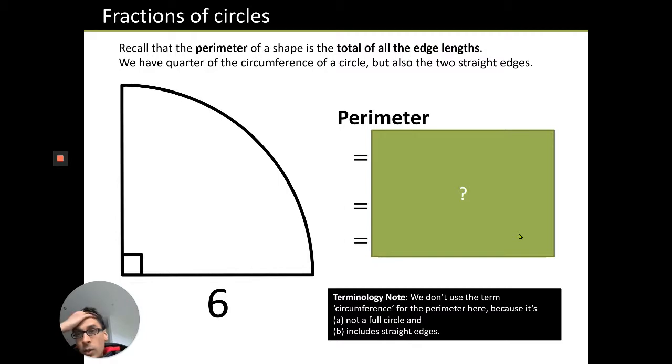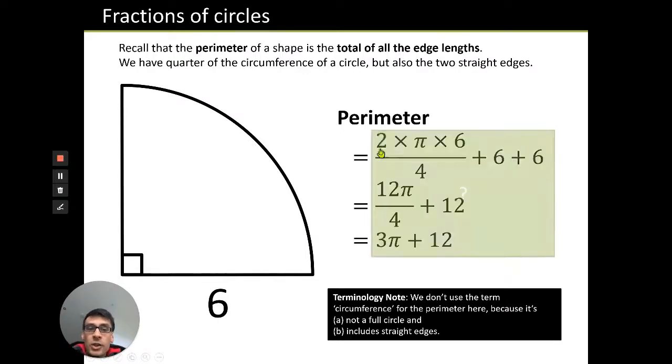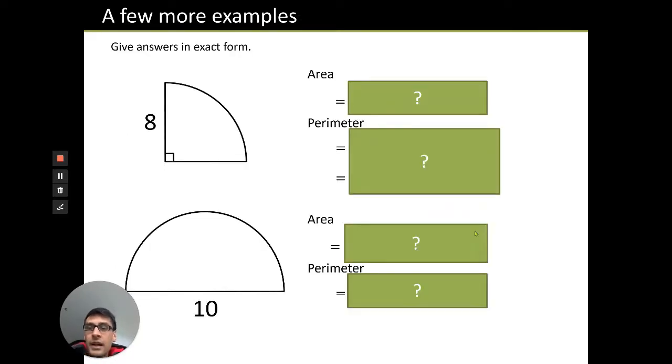Now, if you're working out the perimeter of a shape like this, you need to be careful not to forget to work out these 2 lengths here. The perimeter includes the circumference of the whole circle divided by 4, because you have a quarter of it here. So you should do 2 times pi times 6 divided by 4. That gives you the arc length. And then these 2 bits here, you just add 6 and 6, and then you simplify it to get 3 pi plus 12. Have a go with these questions here.